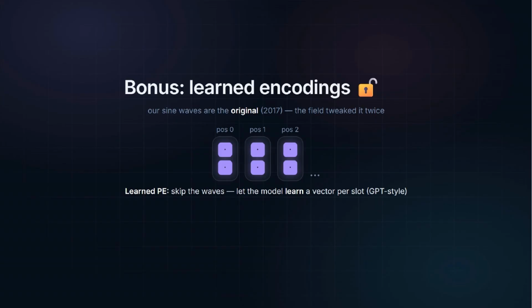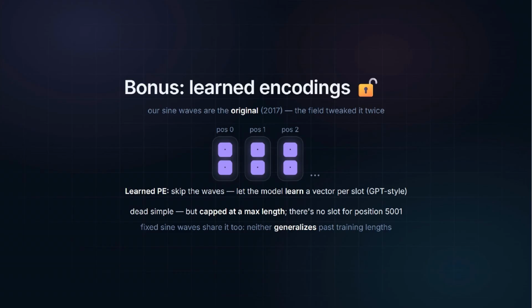One more thing, what modern models actually use. The sine waves we built are the original from the 2017 Transformer paper, and the field tweaked it twice. First, learned positional encodings. Skip the hand-designed waves and just let the model learn a vector for each slot, the way the original GPT did. Dead simple, but it locks you to a fixed maximum length. Run past it, and there's simply no encoding for position 5001. And that's a weakness fixed sine waves share too. Neither one generalizes gracefully past the lengths it saw in training.